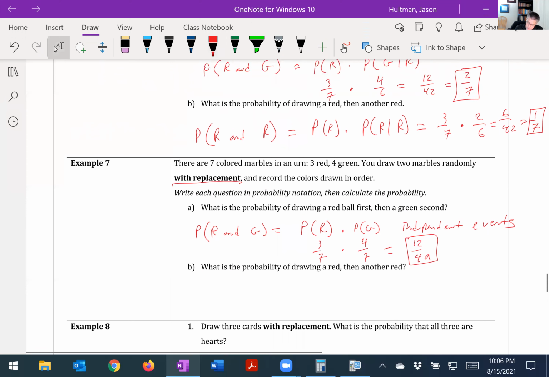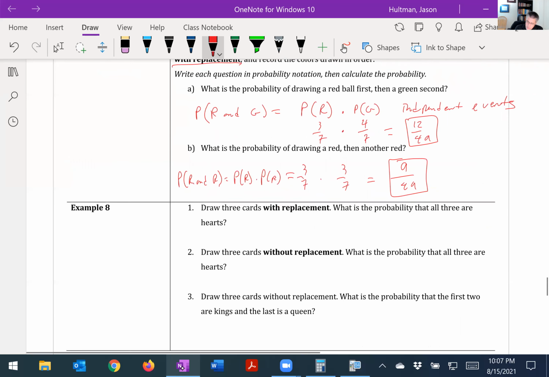What's the probability of drawing a red and then another red? Well, again, they're just independent events, so I just multiply the probabilities together. So this is going to be 3 out of 7 times 3 out of 7, which is 9 out of 49. So the probability of red and red is just the probability of red times the probability of red. They're independent events.